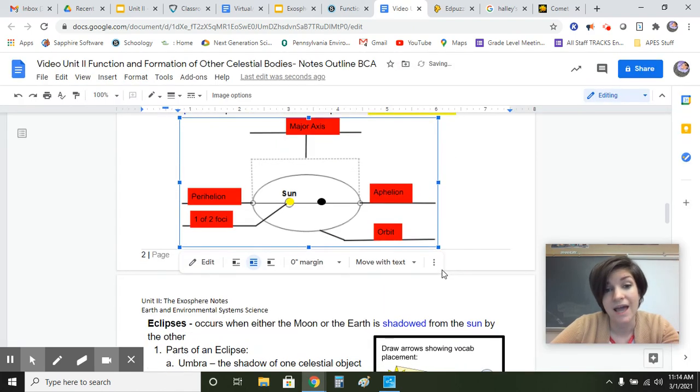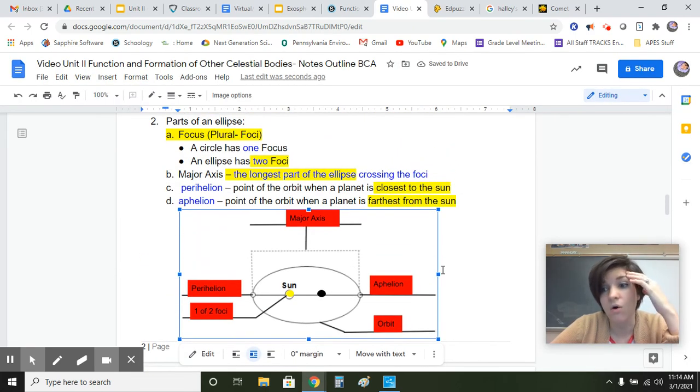Save and close. And that is the notes you need to know about the shape of planets' orbits and some of the actual terminology.